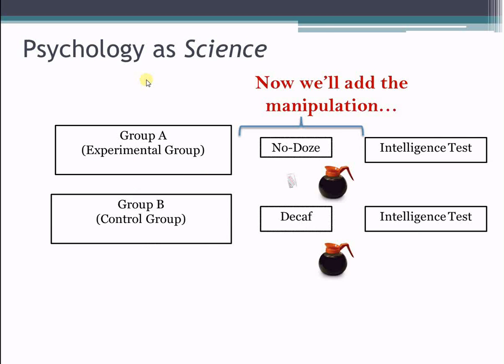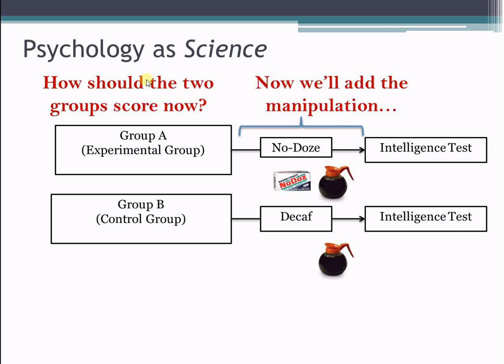What we do then is we add the manipulation into the middle, right? So if we do random assignment, we're confident that the 2 groups are equal on intelligence before we do our experiment. Then we introduce our experimental manipulation. Group B, the control group, gets decaf. Group A, the experimental group, gets the no dose. They both experience the study in the exact same way. They both drink the same exact kind of coffee from the same exact kind of cup. And the only difference between the two groups is the presence or absence of that 100 milligrams of caffeine.